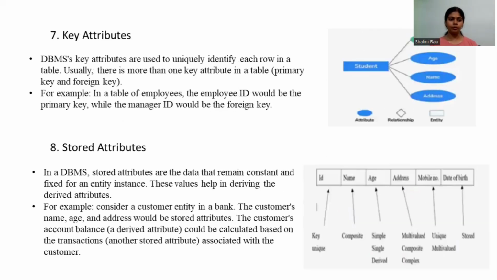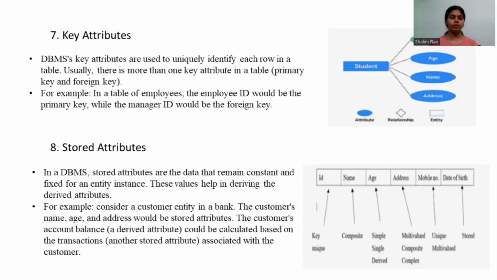Key attributes. Key attributes are used to uniquely identify each row in a table. Usually, there is more than one key attribute in a table, primary key and foreign key. For example, in a table of employees, the employee ID would be the primary key, while the manager ID would be the foreign key.